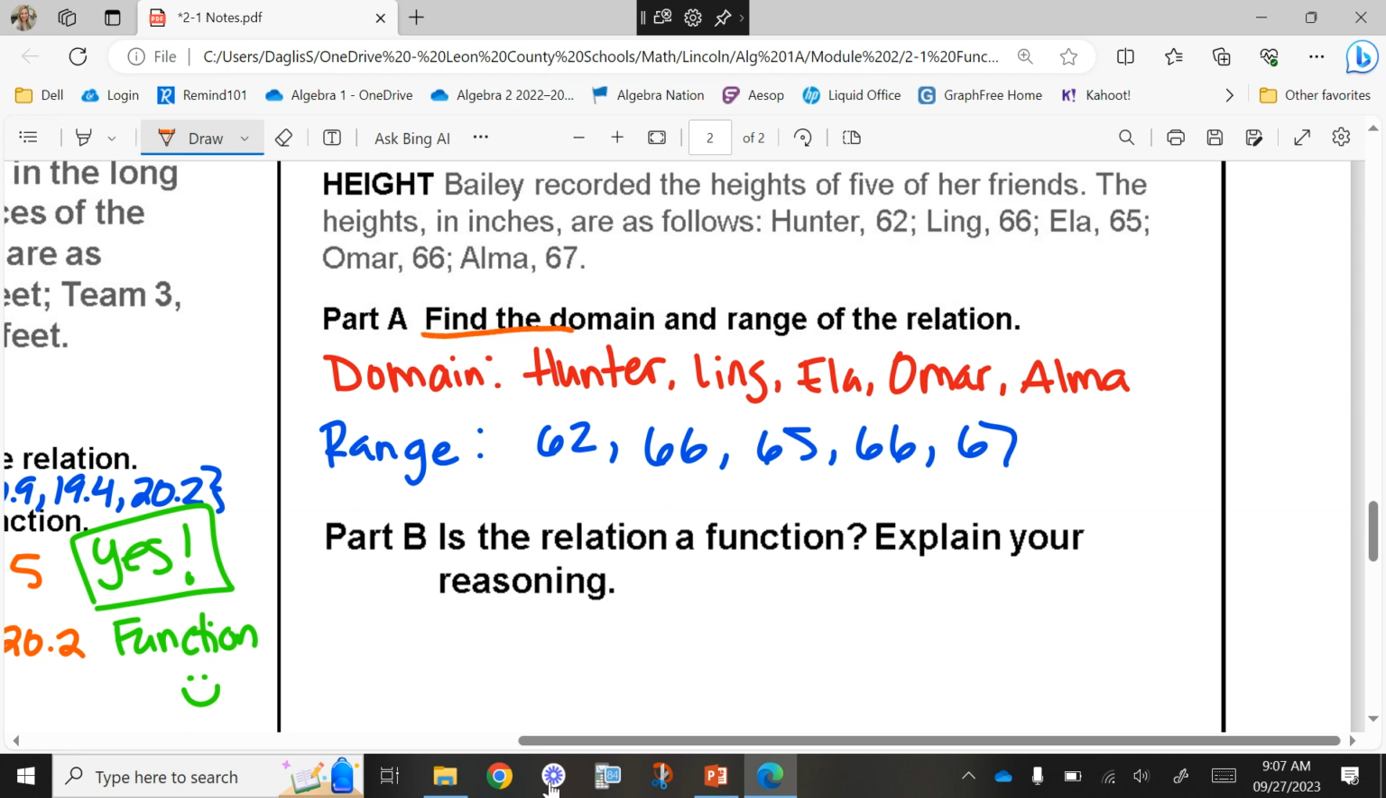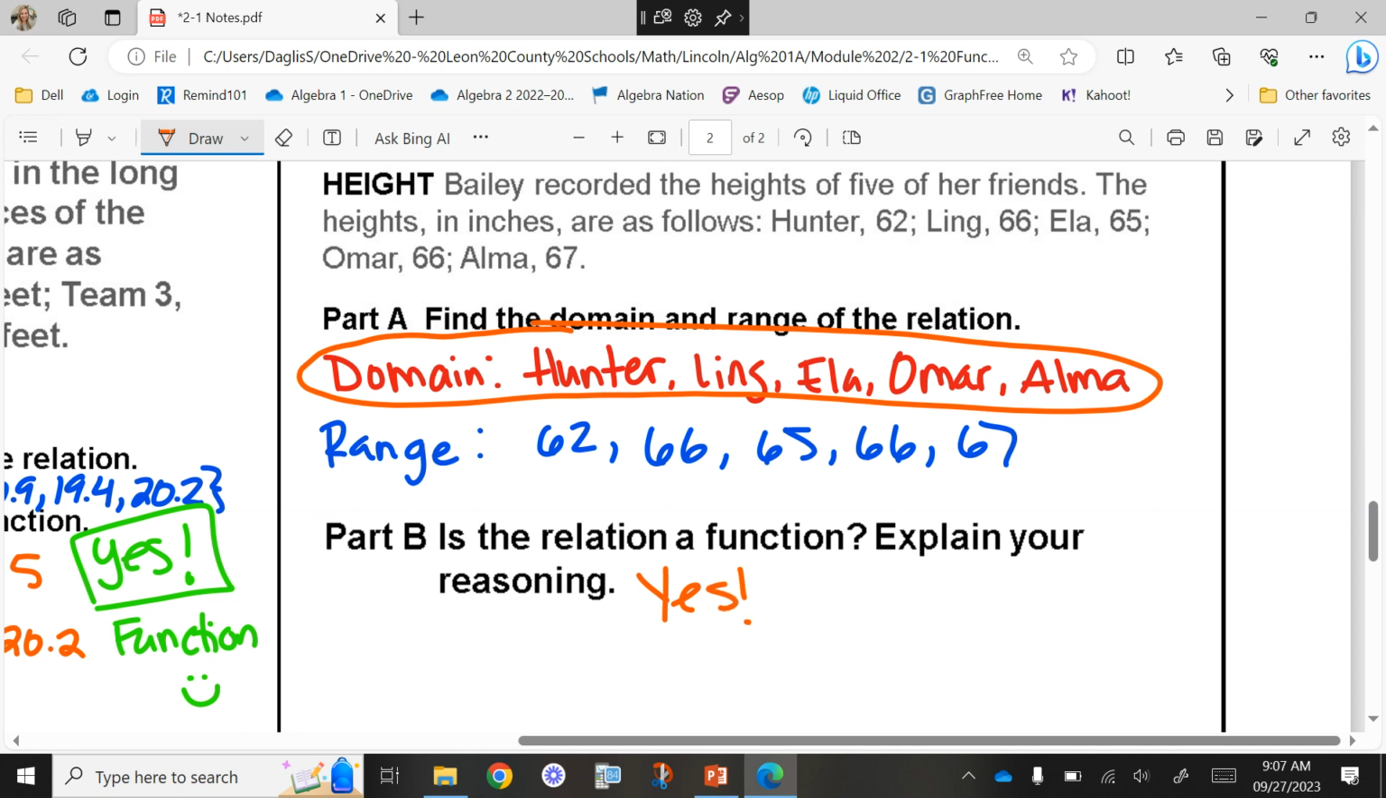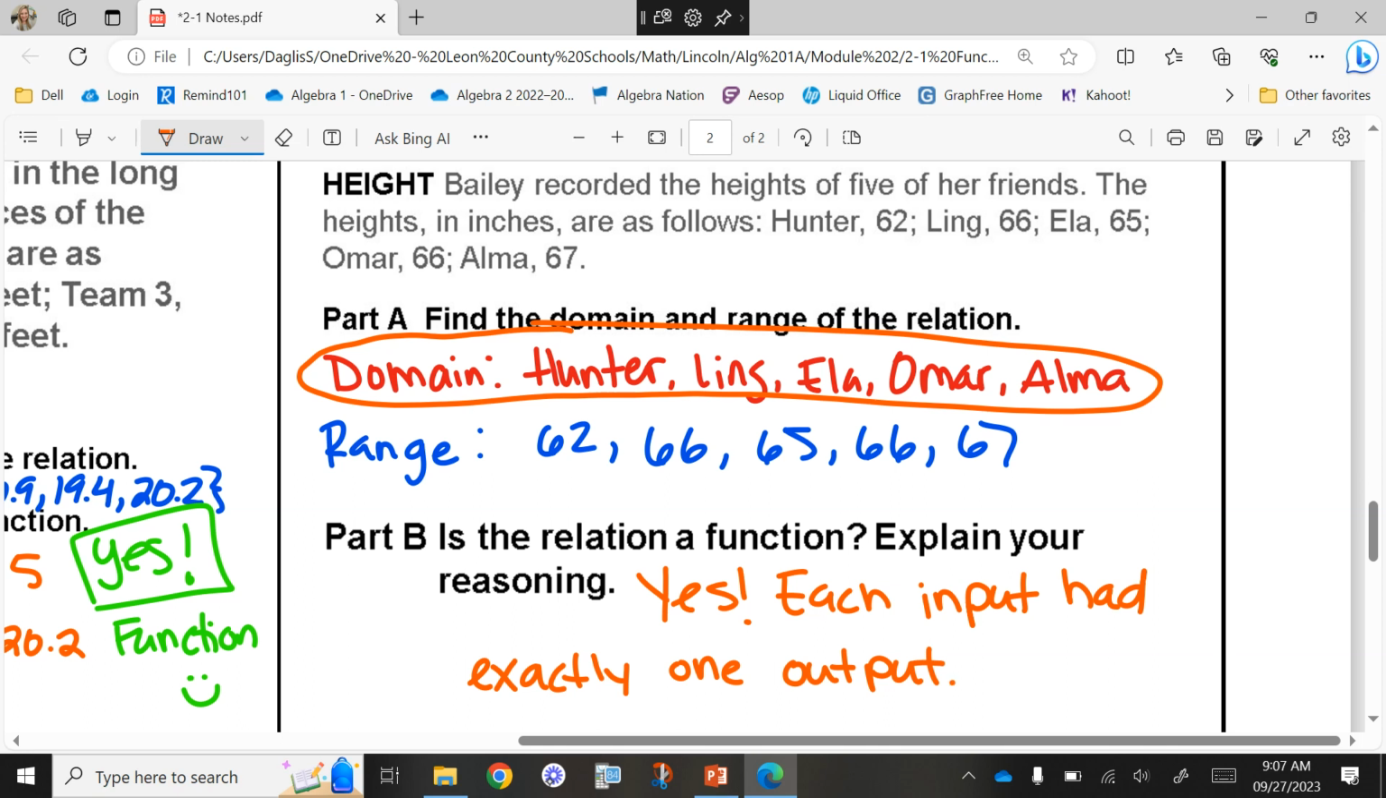So looking at my domain, did any of my friends get measured twice? No, they did not. So is this a function? Yes. Each input had exactly 1 output. So each person had their own measurement.